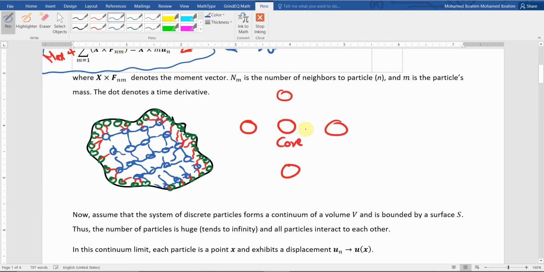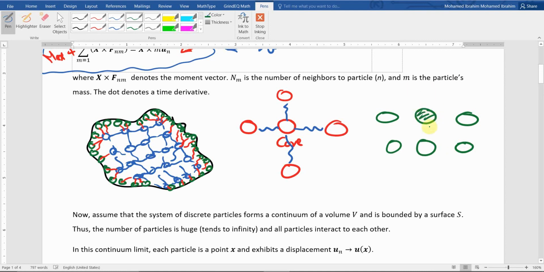So there should be some interaction force between this particle and the one to the left, one to the right, one on the top, one on the bottom, right? So it means that this particle, which is the particle inside the continuum, will have interaction with all the particles surrounding it, and these interaction forces are everywhere, from all directions. But if we consider the particle that is located over the surface, it means that there should be some particles below it, but there are no particles above the particle.